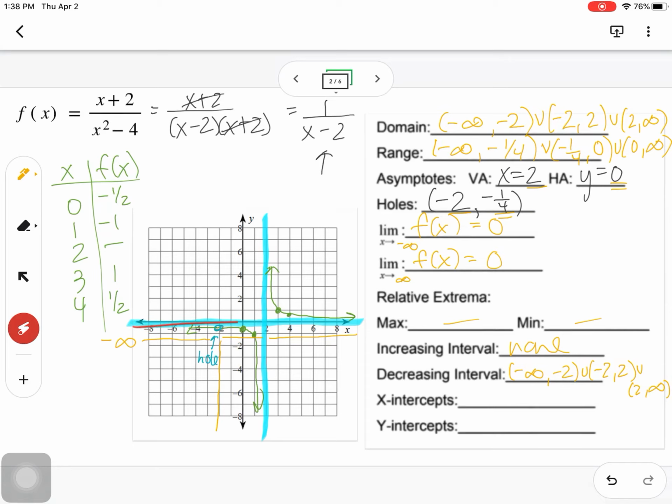For your x-intercepts, this is actually where my asymptote is, so I will not be able to have any. You would still solve it the same way as you do others by setting your equation equal to 0 and solving. My y-intercept I actually already did, if you look right here. And so my y-intercept is at 0, negative 1/2.